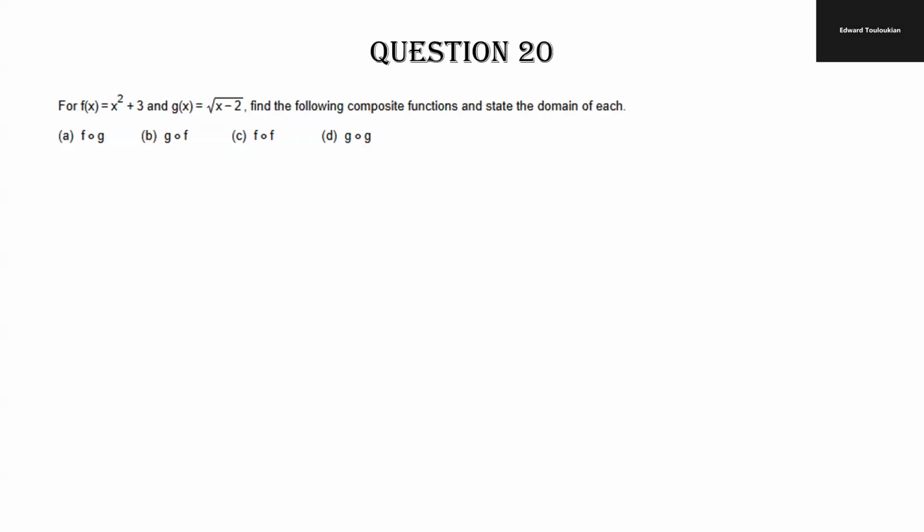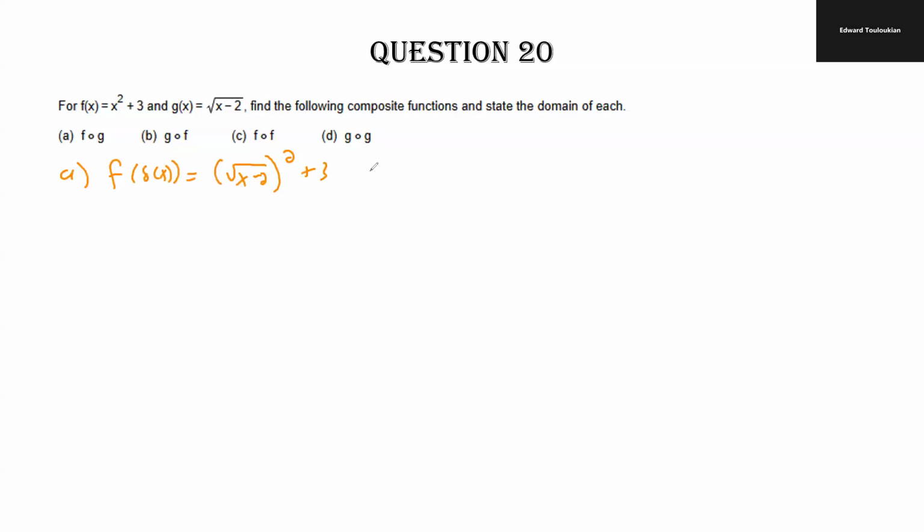So first we've got to find the composite function, and then we're going to state the domain. For A, f composite g would be: here's f of x, so f of g of x. You're going to take f of x and replace the x with this. So the square root of x minus 2, squared, plus 3.